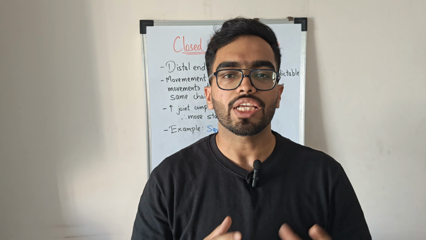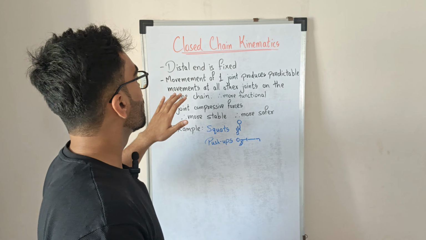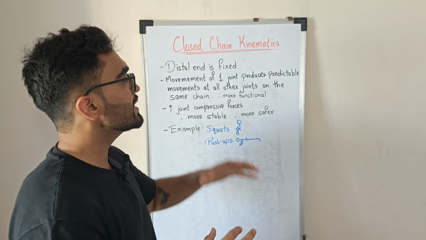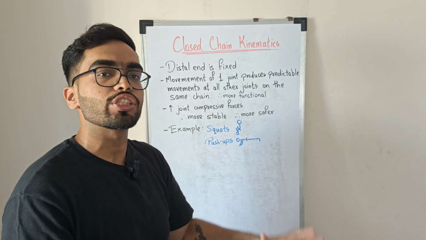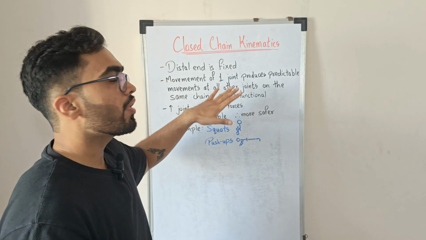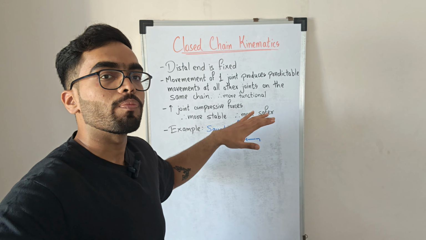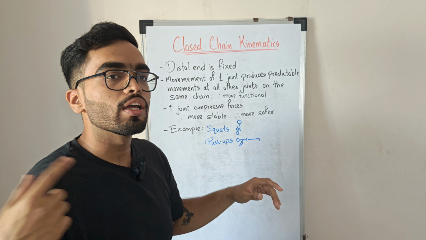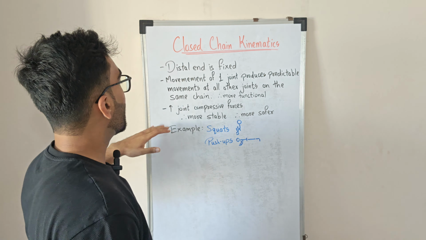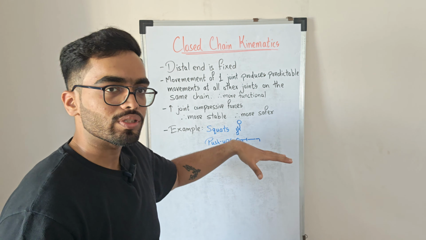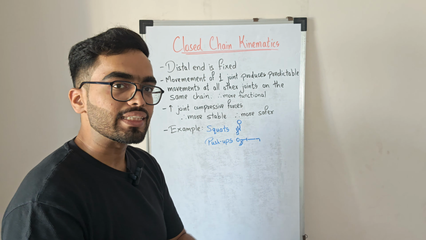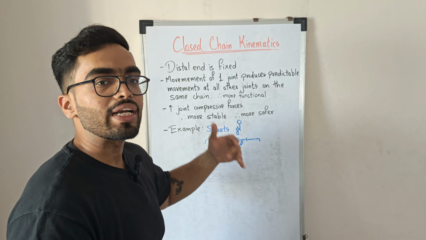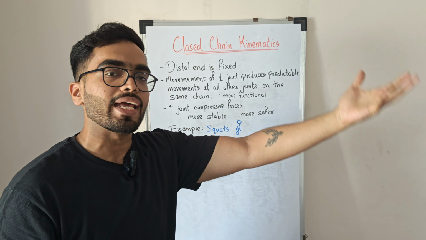So the next is closed chain kinematics. In this, the distal segment is fixed on a surface. The movement of one joint produces a predictable movement of all the other joints in the same kinematic chain. Okay, therefore it is considered more functional than the open chain kinetics, as there is a movement of various joints of the same chain. Next, it increases the joint compressive forces. The compressive forces on the joint is increased, which increases the stability of the joint, and therefore it is more safer than the open chain kinetics.